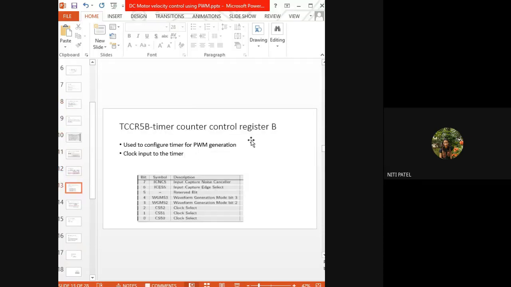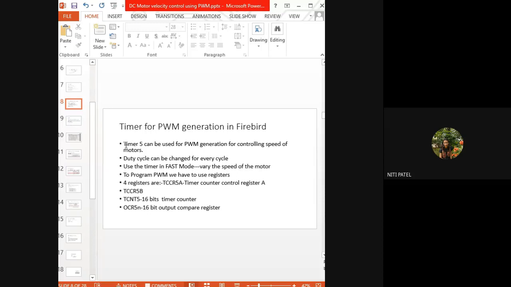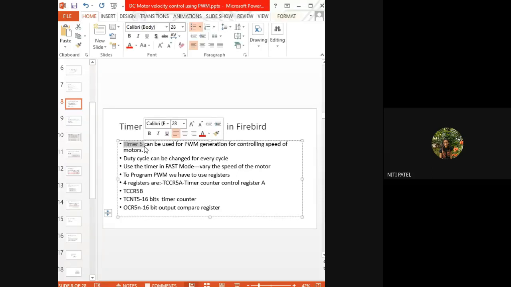Now along with this, in register B, it will generate the waveform, and along with that, what does it need as input? It will require a clock input to the timer. Okay, this timer which we are using here, timer 5, when will this timer 5 activate? Only whenever it receives the clock signal.